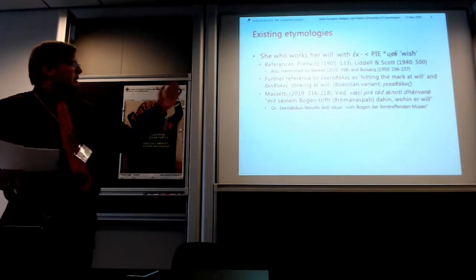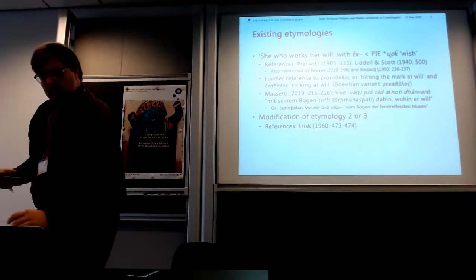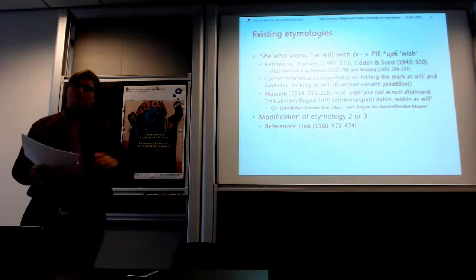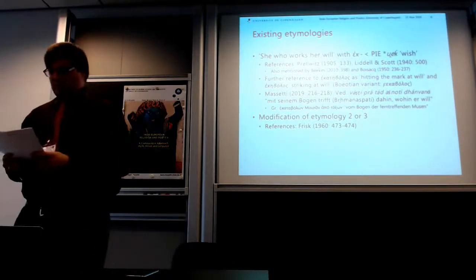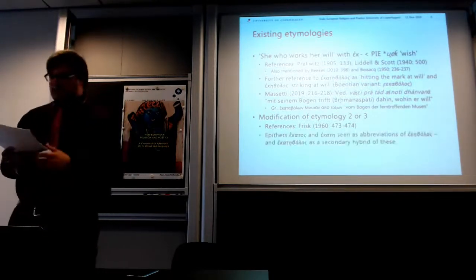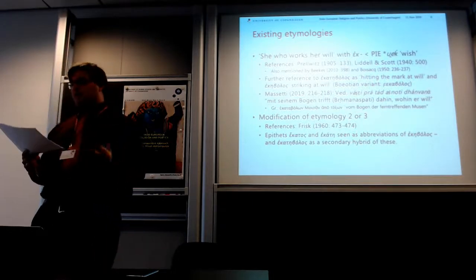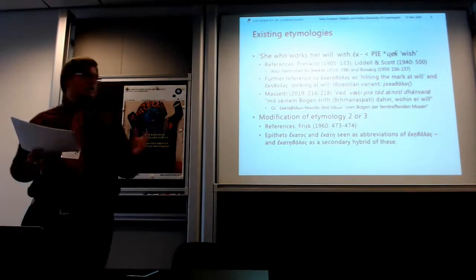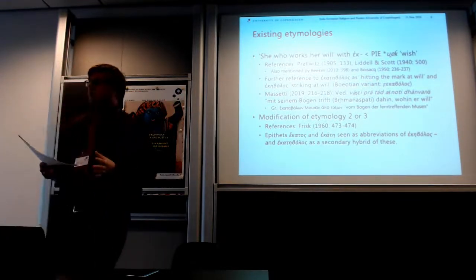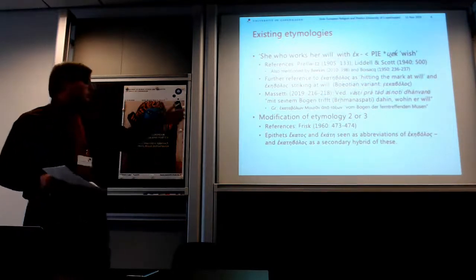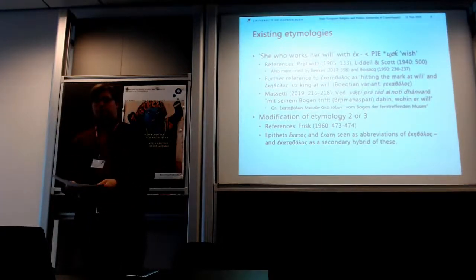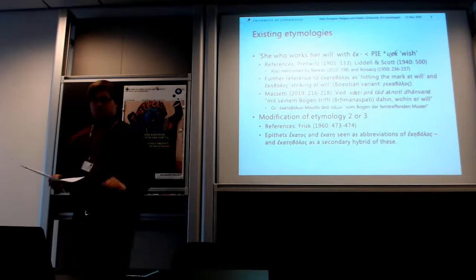So here you have the Greek counterpart. To be fair, we also have, you could say, a modification of either etymology 2 or 3. That's the one mentioned by Frisk in his etymological dictionary. It states that both Hekatos and Hecate are seen as abbreviations of Hecatebolos, only that. And then Hecebolos would be a secondary hybrid of these. So again, it's just a different way of seeing the relationship internally between these forms, right? Not necessarily a new etymology per se.